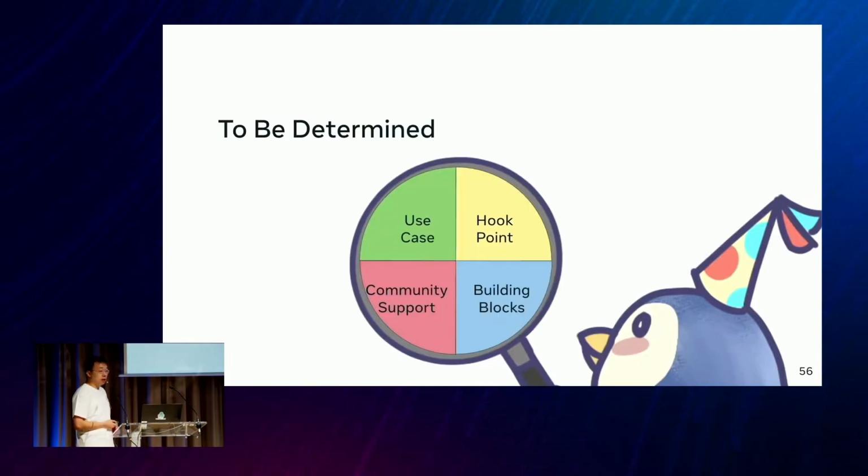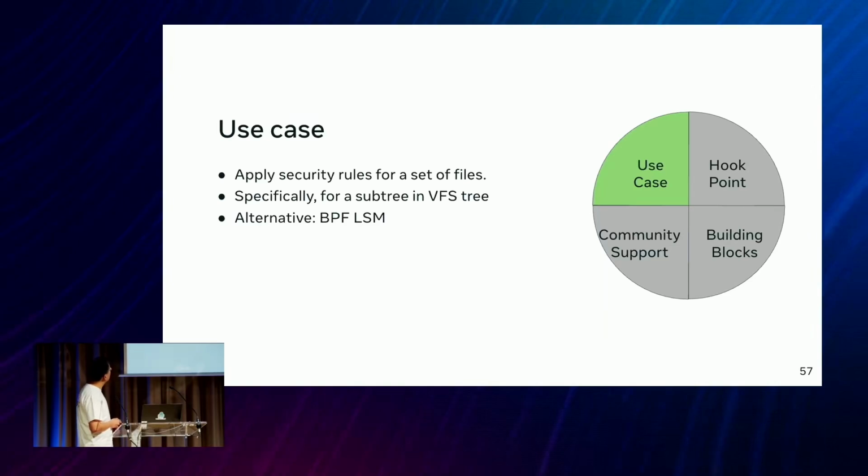So now we have a use case. I have a use case, and I don't even know what my solution would be. I want to apply security rules to a set of files, not all the files, and I want it to be efficient. One of the details I want to add here is that often I see users want to protect a subtree in the VFS tree. That's a good use case, and that's something I get chased by users about. How can we do that? An alternative is BPF LSM and maybe other LSMs.